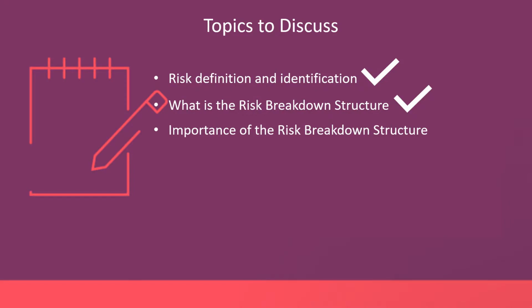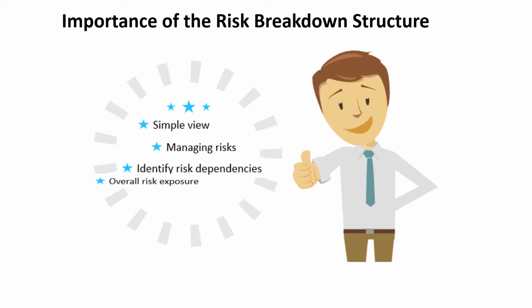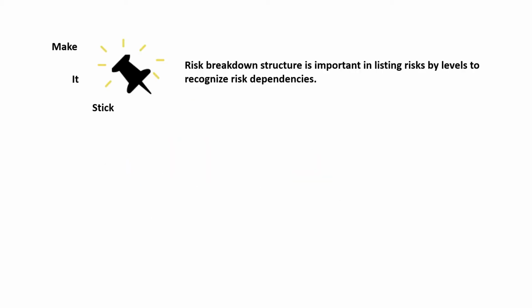The importance of the risk breakdown structure. Unlike other risk documentation, the risk breakdown structure provides a simple view. It helps in managing risks. Risks are broken down by levels or categories to identify risk dependencies, and it provides an overall view of risk exposure to the project. Let's make it stick. Again, the risk breakdown structure is important in listing risks by levels to help recognize risk dependencies.